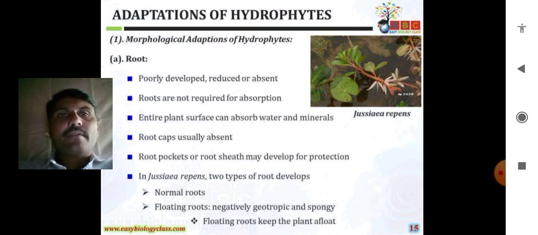So, in these photographs, you see the plant Jussiaea repens. We'll go part by part, thoroughly, to see what type of adaptation exactly has developed. Starting with roots: roots are poorly developed, reduced or absent.